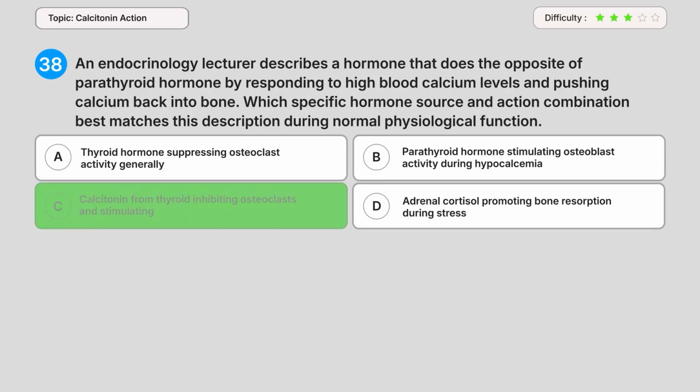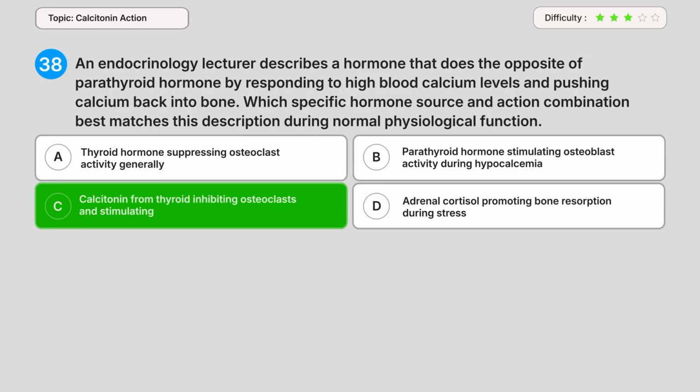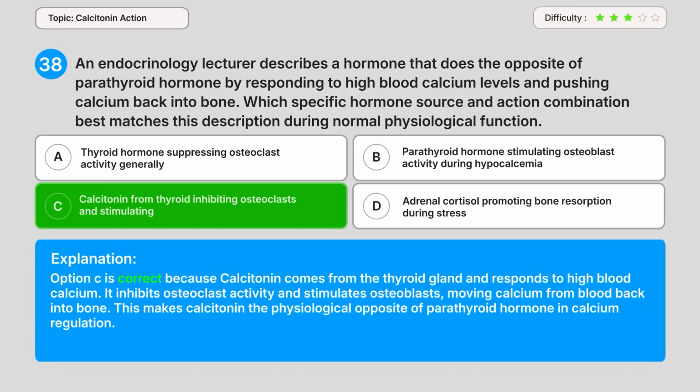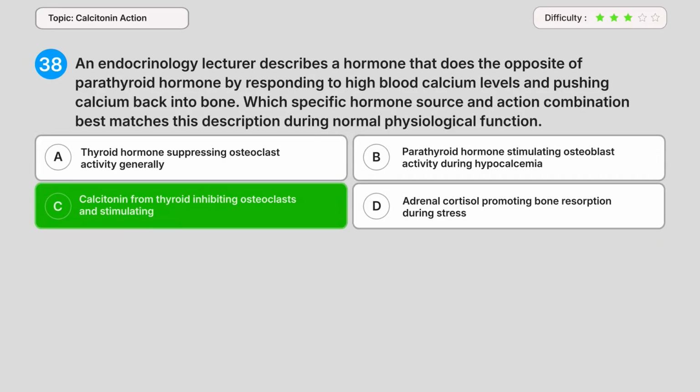Correct answer, C. Calcitonin from thyroid inhibiting osteoclasts and stimulating osteoblasts. Calcitonin comes from the thyroid gland and responds to high blood calcium. It inhibits osteoclast activity and stimulates osteoblasts, moving calcium from blood back into bone. This makes calcitonin the physiological opposite of parathyroid hormone in calcium regulation.